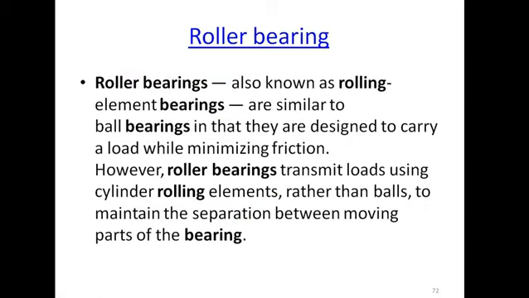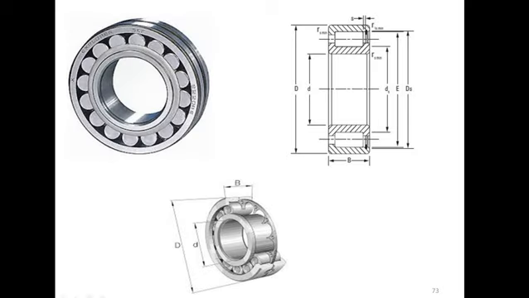Now we are going to see the roller bearing. Roller bearings, also known as rolling element bearings, are similar to ball bearings in that they are designed to carry a load while minimizing friction. However, roller bearings transmit loads using cylindrical rollers rather than balls to maintain the separation between moving parts of the bearing. So here you will see this is the roller bearing.